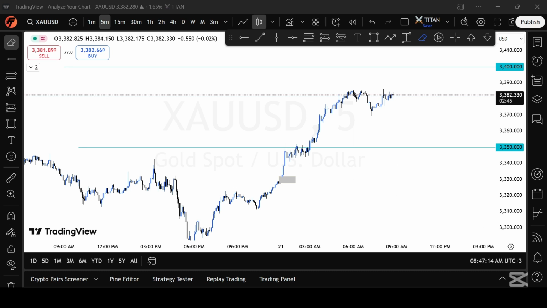In today's market breakdown, we're diving deep into XAUUSD, that's gold versus the US dollar, one of the most watched and traded assets in the Forex and commodities markets. We'll be analyzing key levels, recent price action, and the macroeconomic factors that could drive gold's next big move. Whether you're bullish or bearish, this is a must-watch before placing your next trade. So grab your charts and let's get into the gold game.